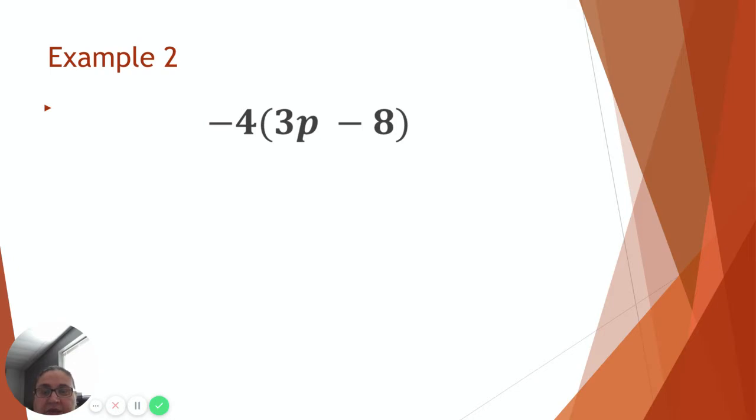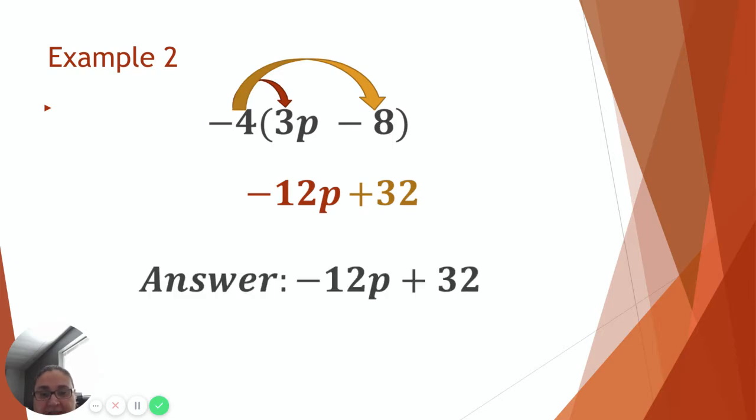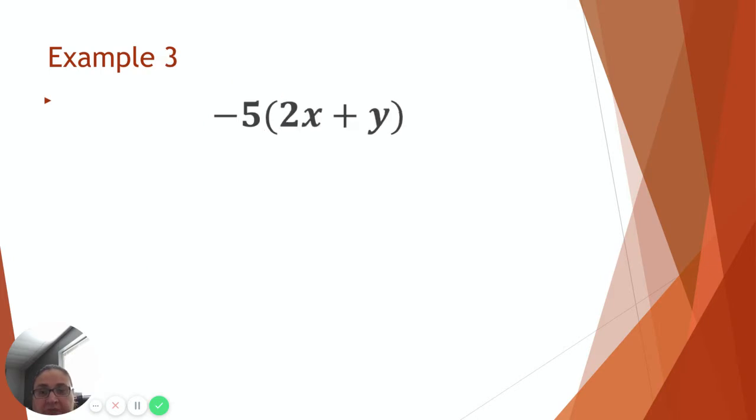Next example. So again, you see parentheses, so I want to multiply that negative 4 times everything inside the parentheses. So I'm going to distribute the negative 4. The first thing I'm going to do is multiply negative 4 times 3p, which is negative 12p. Then I multiply negative 4 times negative 8, and I get 32. So my final answer is negative 12p plus 32. Again, I cannot combine those two because one has a variable, one does not, so they are not like terms.